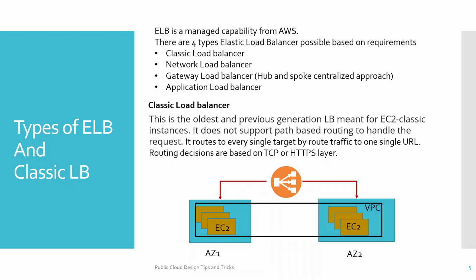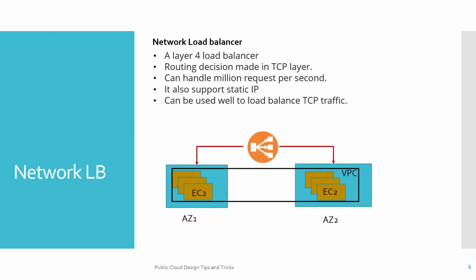This is the oldest form of load balancing, and it is also called the previous generation LB. And this is only meant for EC2 classic instances. It does not support path-based routing, and it handles the request based on one single URL basically. So that is how it works.